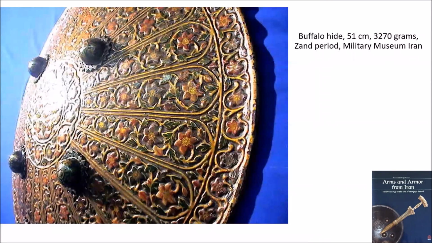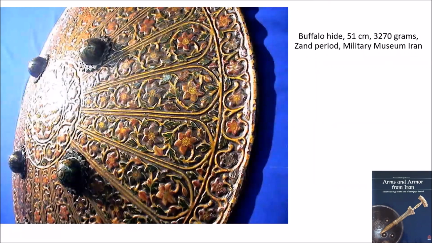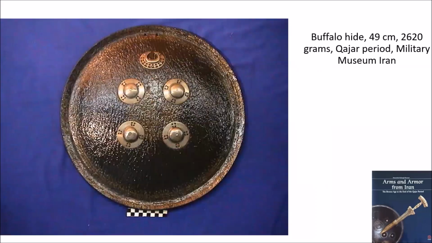And this one is from the Zand period. This one is magnificent, made of buffalo hide, 51 centimeters, 3,270 grams. This is a masterpiece of Iranian craftsman. Take a look at that. The whole surface is engraved in beautiful flowers, mostly in the Zand period they did this flower work. And these are traceable in documents in Iranian museums because they belong to Iranian kings. In this case, Military Museum of Tehran.